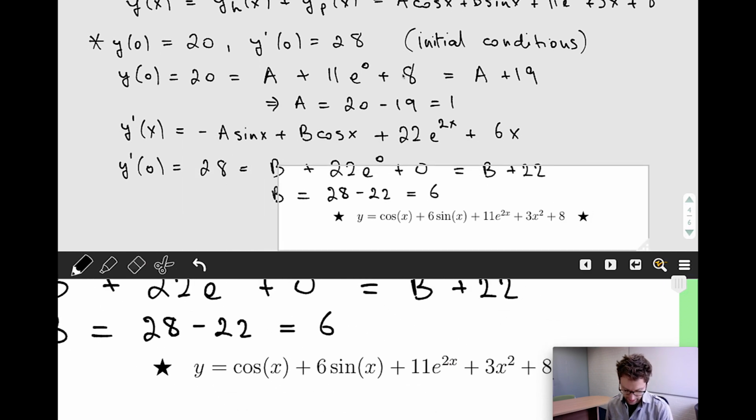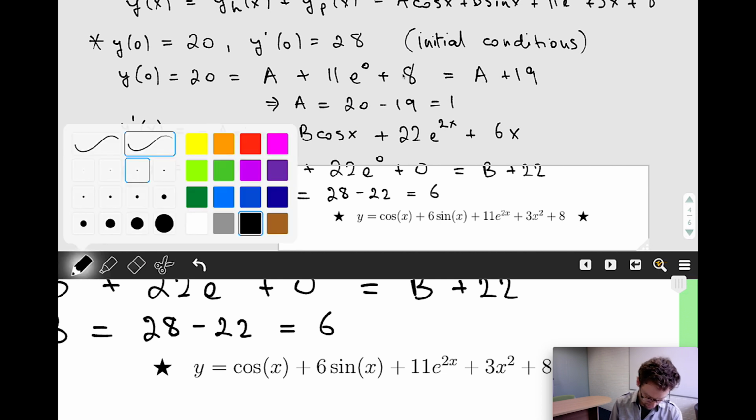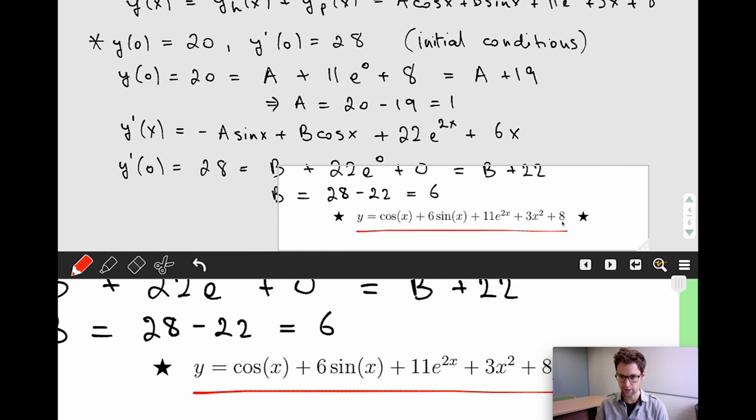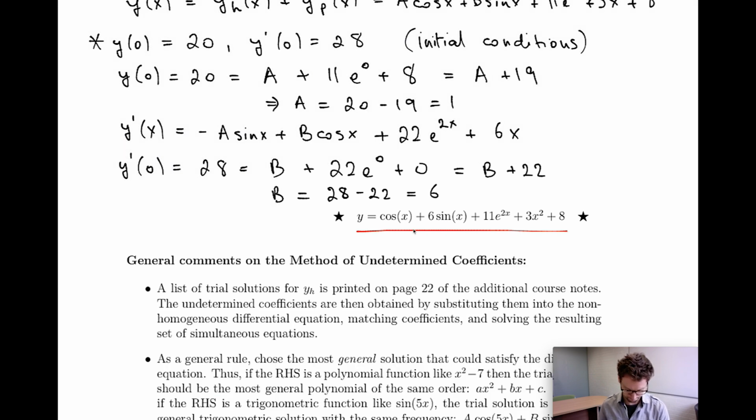So putting all of that together then, we have the solution y is equal to cosine x plus 6 sine x plus 11 e to the 2x plus 3x squared plus 8. So we managed to fix all of the unknown constants now in this expression using the initial conditions.